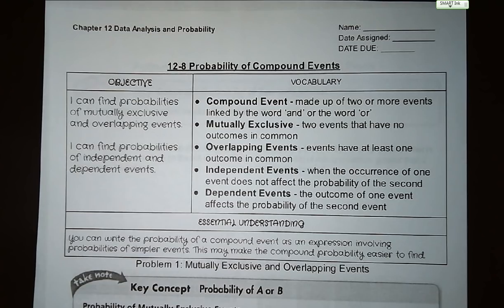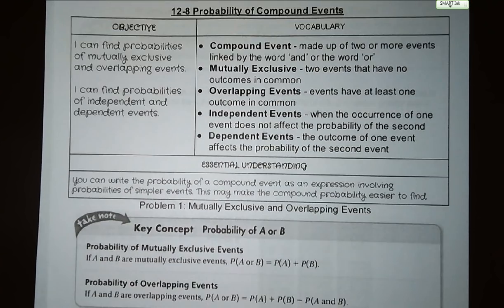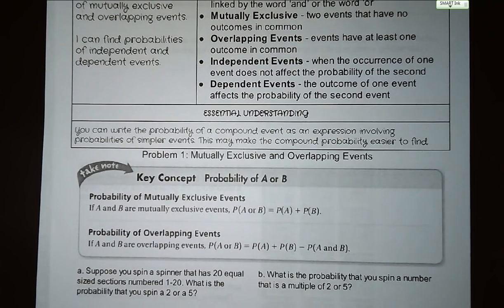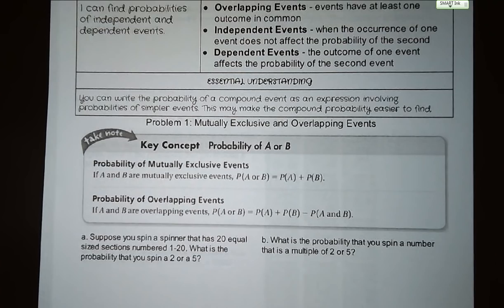Now, a compound event is made up of two or more events linked by the word and or the word or. Mutually exclusive events are two events that have no outcomes in common. Overlapping events are then the flip side, where they have at least one outcome in common between them. Independent events are when the occurrence of one event does not affect the probability of the second, and dependent events are when the outcome of one event affects the probability of the second. You can write the probability of a compound event as an expression involving probabilities of simpler events. This will make the compound probability easier to find.